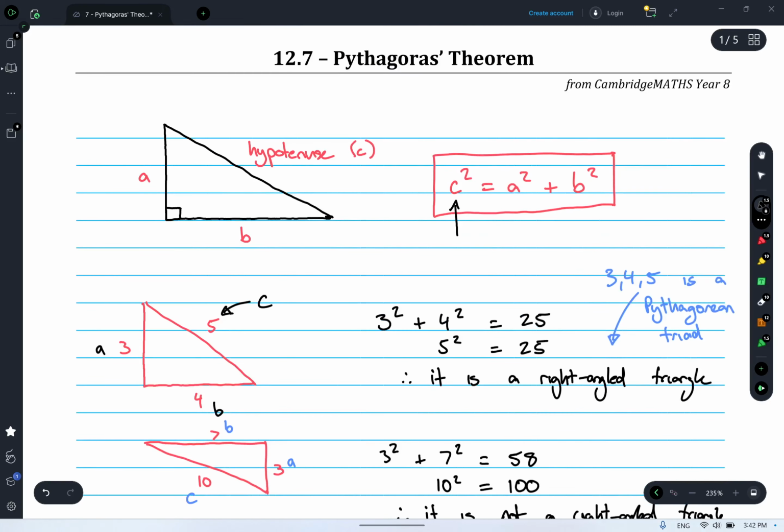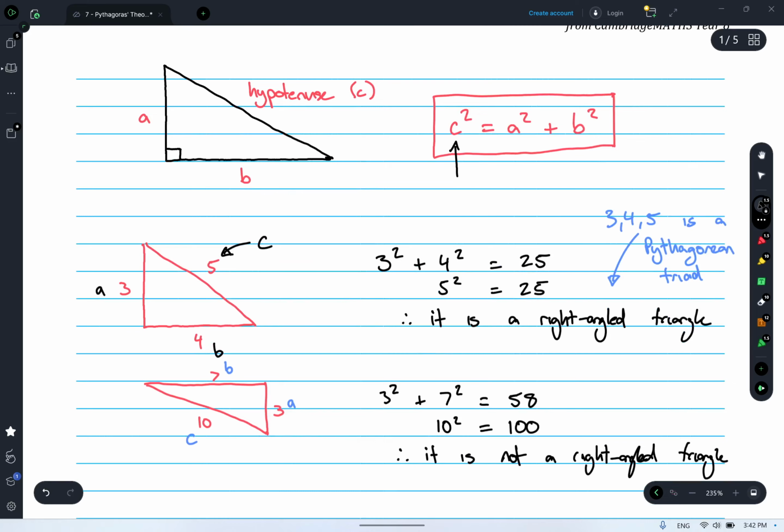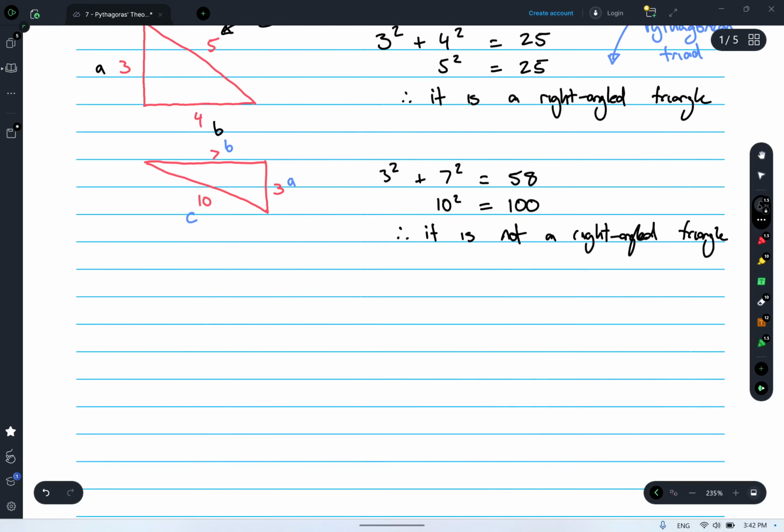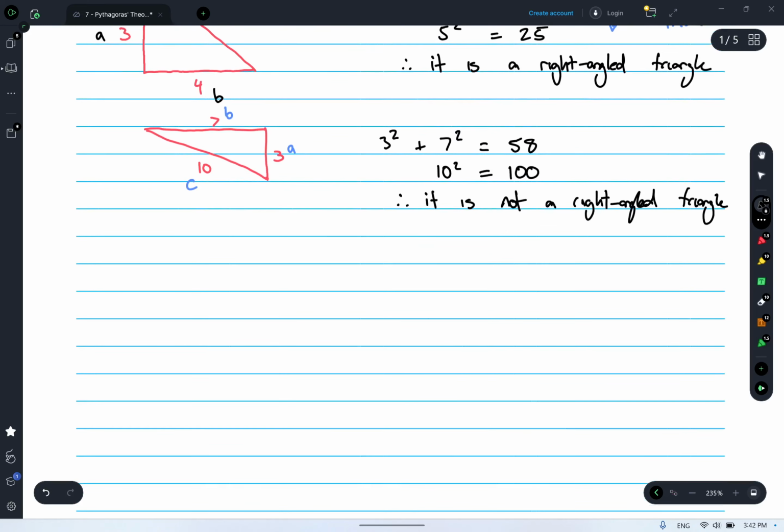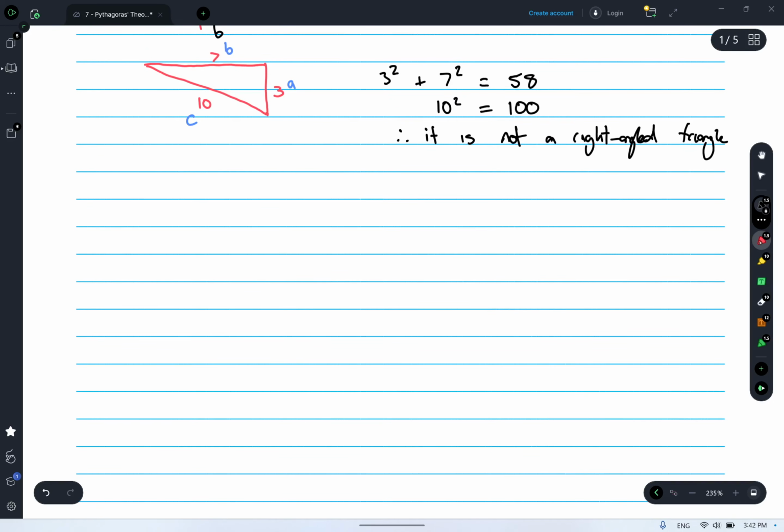So now we've seen what Pythagoras' theorem is and how we can use it to show if something is a right angle triangle. But what we can also do now is use Pythagoras' theorem to find any missing side lengths. So say, for example, let's draw up another one like this.